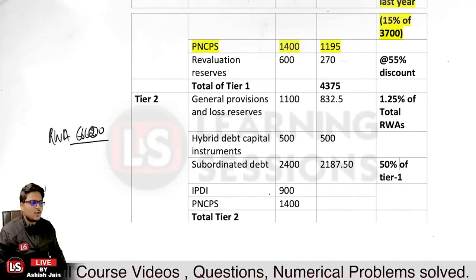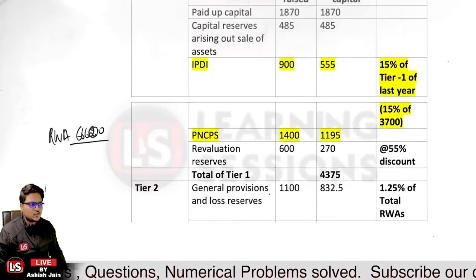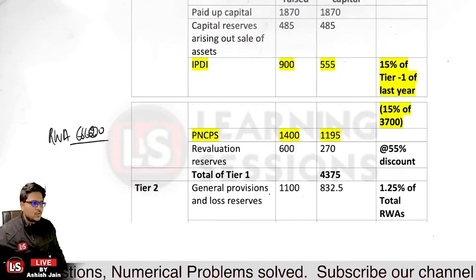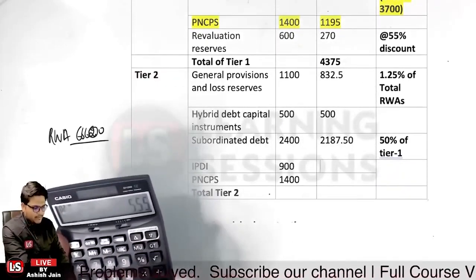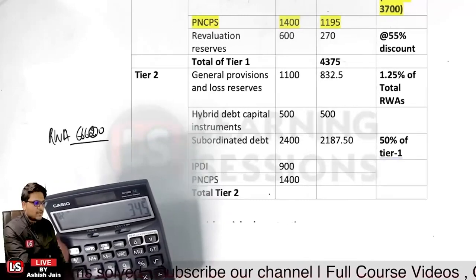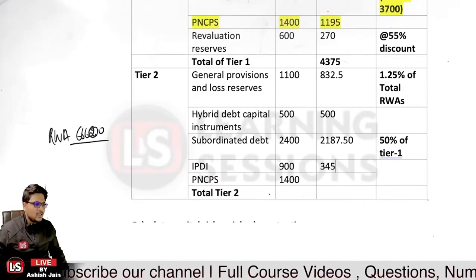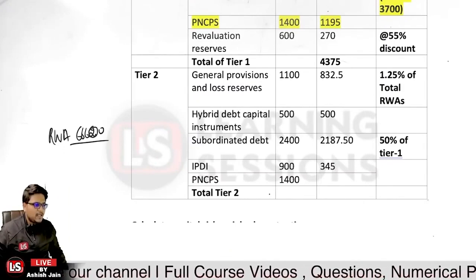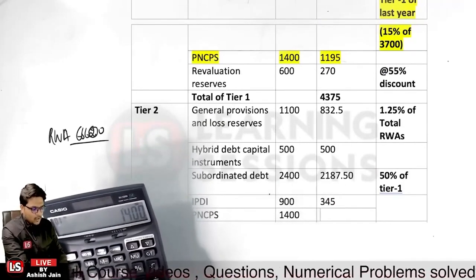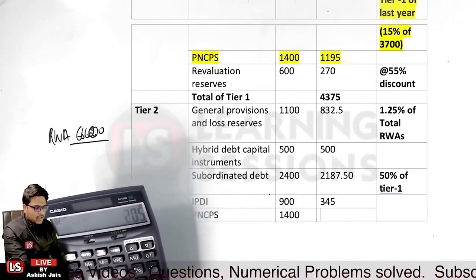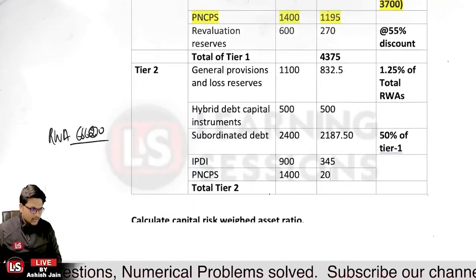Over here, we are having ePDF equal to what? The ePDF amount is basically 900 in this case. So 555 was utilized above. So what amount can be utilized over here in tier 2 capital? It is 900 minus 555, so it is 345. So 345 can be utilized under the ePDF. And under PNCPS, we were having the total amount equal to 1400, and out of it 1195 was already there in tier 1. So it is 205.